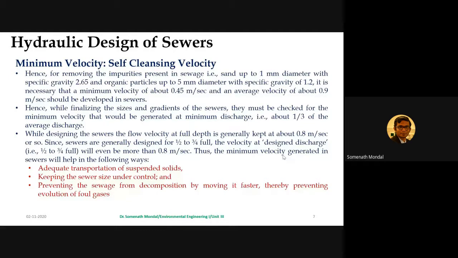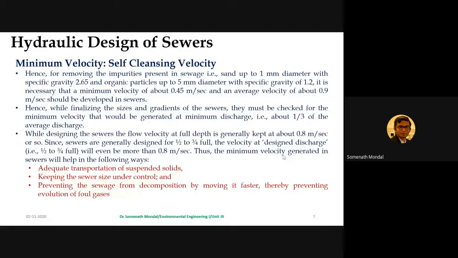Apart from that, while designing the sewers, the flow velocity at full depth is generally kept as 0.8 meter per second or so. Now, sewers are generally designed for half to three-fourth full. We don't usually design them for full or 100% full. So the velocity at design discharge will even be more than 0.8 meter per second.